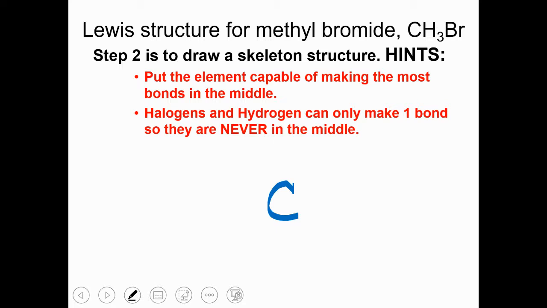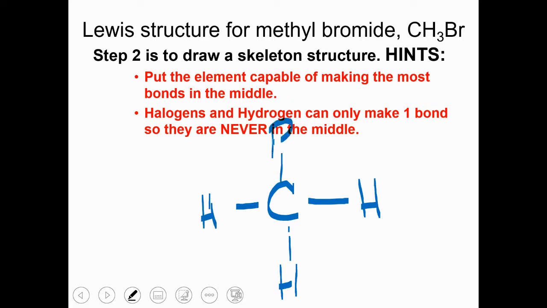Okay. The other thing to remember is that the halogens, remember, bromine's a halogen, and hydrogen, they can only ever make 1 bond, so they are never going to be in the middle. If you've got carbon or nitrogen in the structure, put them in the middle. Even oxygen is in the middle sometimes with molecules. But the halogens and the hydrogen, they're never going to be in the middle. So when it says to draw a skeleton structure, you're drawing bonds. So we know that the carbon has to bond to 3 separate hydrogens, and we know that it has to bond to a bromine. Okay, this is what our skeleton structure will look like.